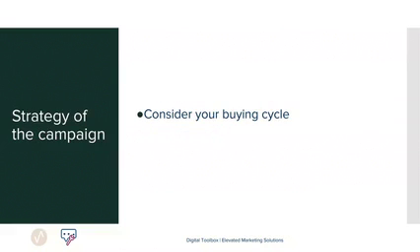All right. So let's talk about the strategy of the campaign. Really need to consider what your buying cycle is for this. Some people are going to have a shorter buying cycle, and some people are going to have a longer buying cycle, and they're going to see more pieces of information. Going back to that stat, only 5% of people are going to see enough information in one shot that they're going to be able to make that decision right then and there.